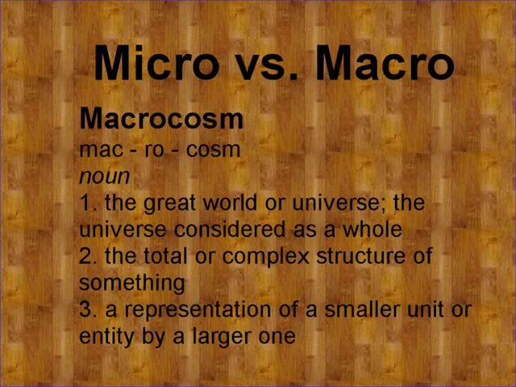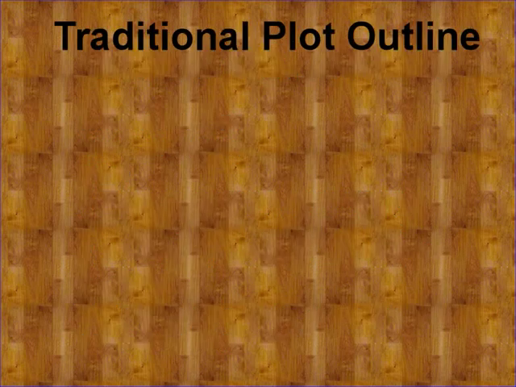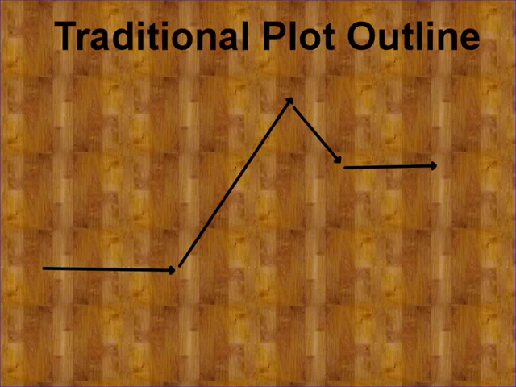Well, first it's good to refresh our memory of what the traditional plot outline looks like. You might remember this from elementary school. It usually looks like a linear thing. It's got a clear beginning and end point, and we usually start out with some kind of exposition, some kind of basic situation in which characters and circumstances are laid out.